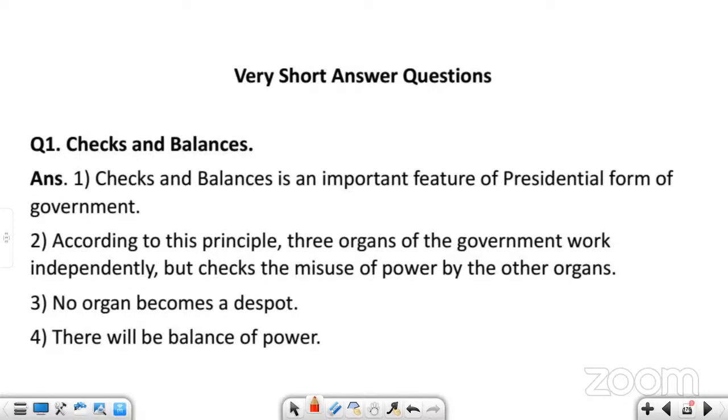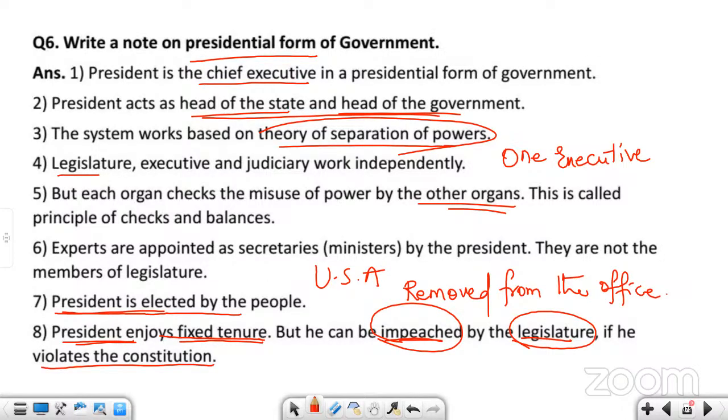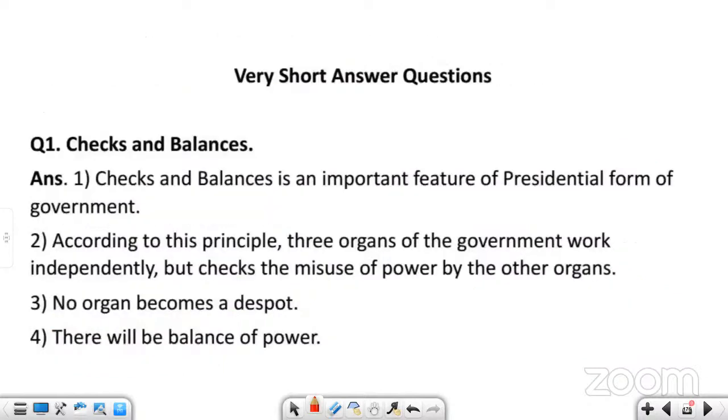We have discussed all the short answers. You have 6 short answers in this chapter. You will get 1 question out of these 6. And mostly they'll ask you differences, either differences between the parliamentary and presidential government or unitary and federal government. So 1 difference is compulsory. Now let us move to the very short answers.